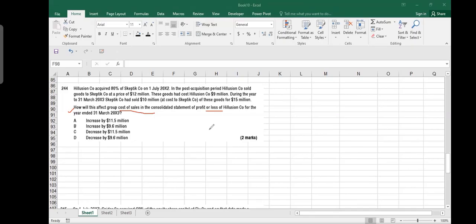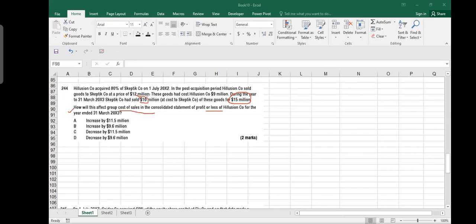During the year to 31st March 2003, Skeptic had sold 10 million at cost of these goods for 15. How much he's selling for 15, I'm really not concerned. I only know that he purchased goods for 12 and 10 he has sold. So what is the closing inventory? The closing inventory is 2 million.